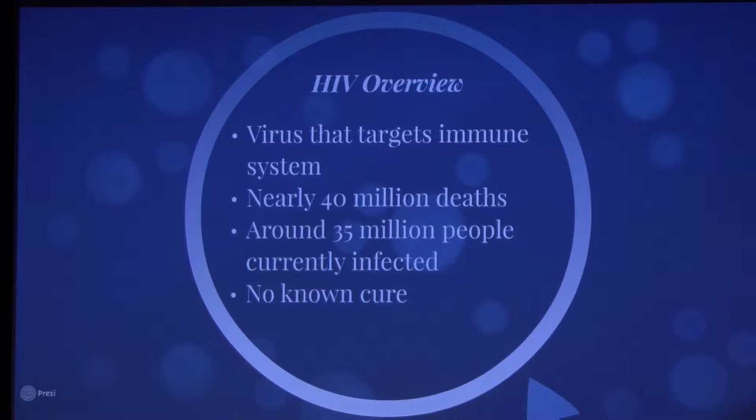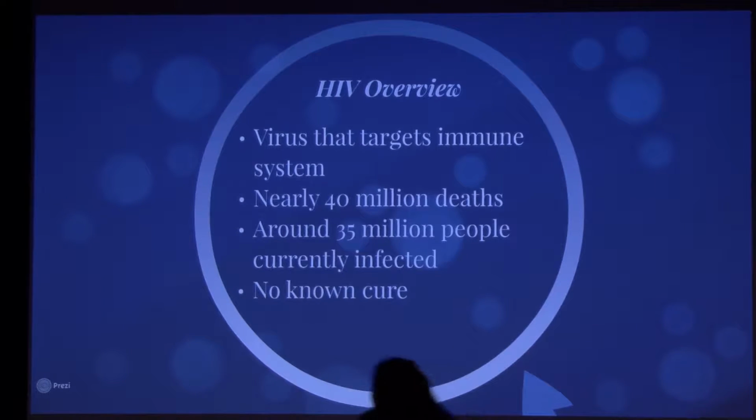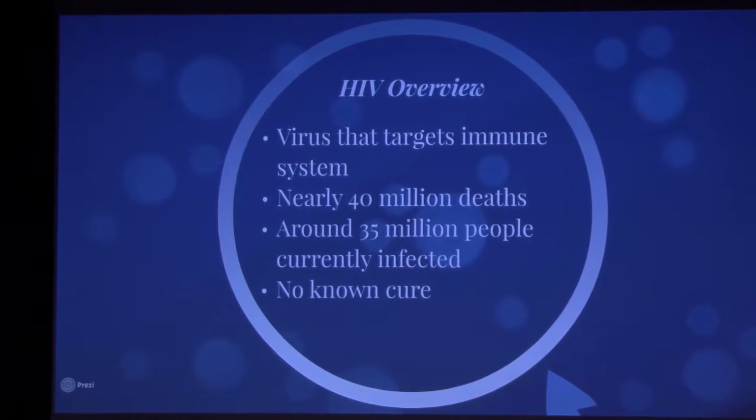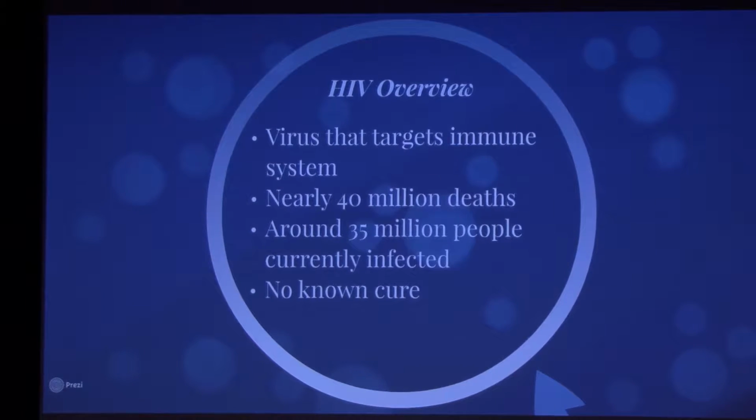human immunodeficiency virus, commonly known as HIV. It's a virus that targets the immune system, and more specifically T cells. T cells are a specific kind of white blood cell that are responsible for coordinating your immune response against specific pathogens. So if you don't have T cells, then you're going to be susceptible to a lot of infections and different types of illnesses. It's estimated that there have been about 40 million deaths caused by HIV, and currently there are 35 million people living with the disease, and there's no known cure.